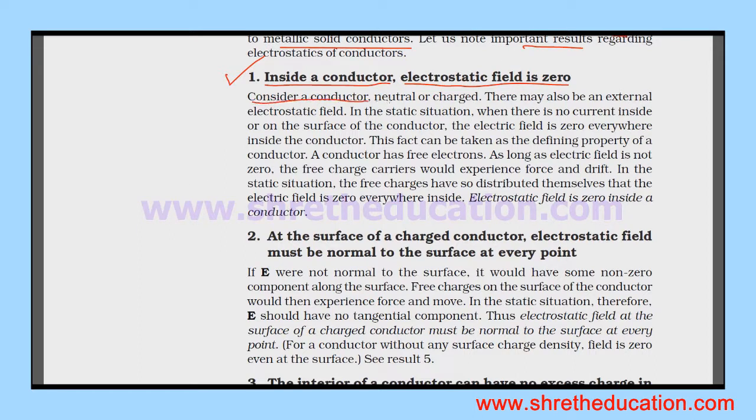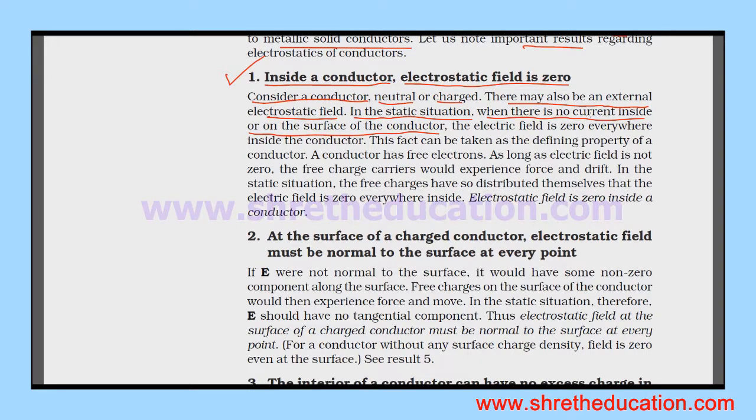Consider a neutral or charged conductor. There may also be an external electrostatic field. In the static situation, there is no current inside or on the surface of the conductor.